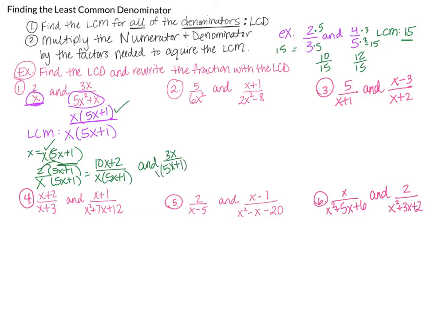Because it already has that common denominator. Okay? So my answer would be (10x plus 2) over x times (5x plus 1) and 3x over x times (5x plus 1). Okay? Let's look at our next one here.